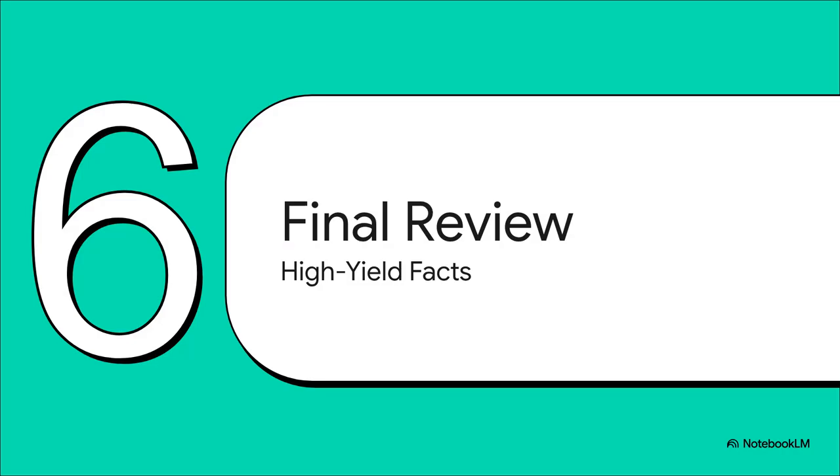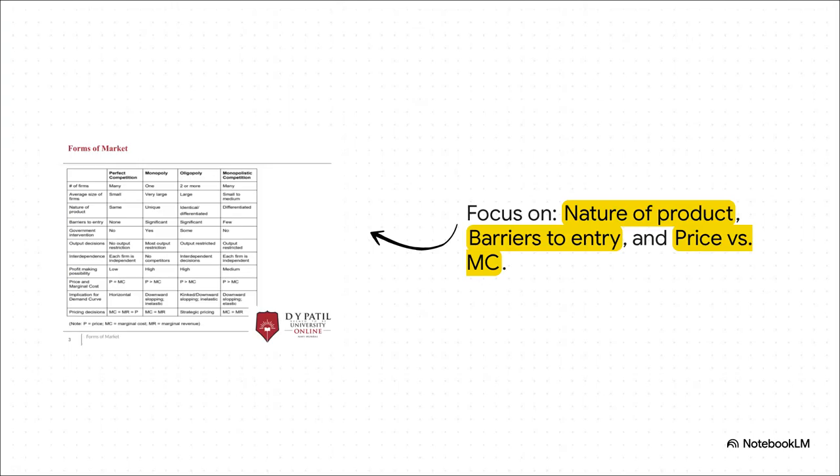All right, we're in the home stretch. For this final section, we're going to pull everything together and do a quick-fire review of the most important high-yield facts, the stuff you absolutely want to have memorized heading into your exam. This chart right here, this is your best friend for studying. It lays everything out side by side. When you're reviewing, pay super close attention to the rows for nature of product, barriers to entry, interdependence, and that relationship between price and marginal cost. I promise you, this is where the exam questions are going to come from.